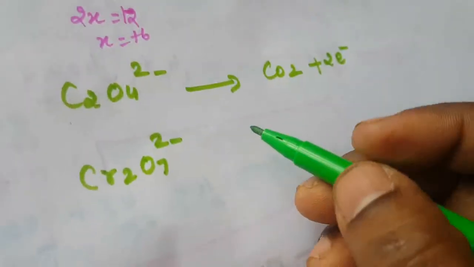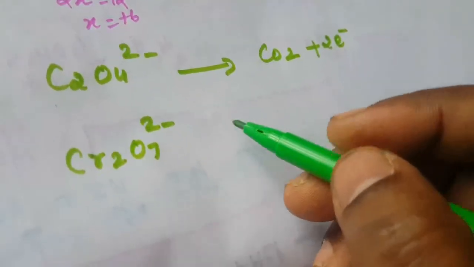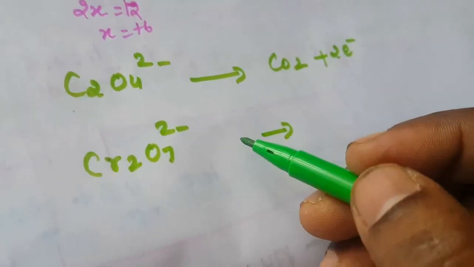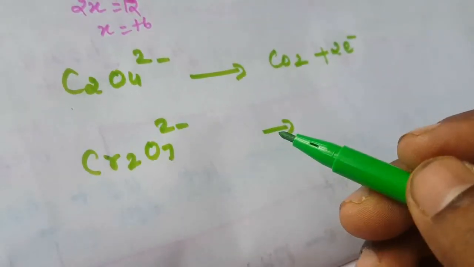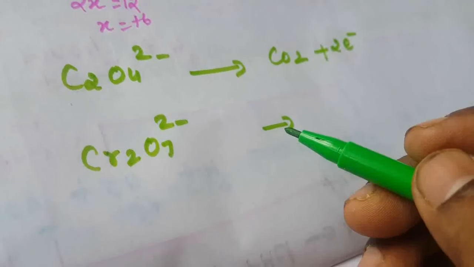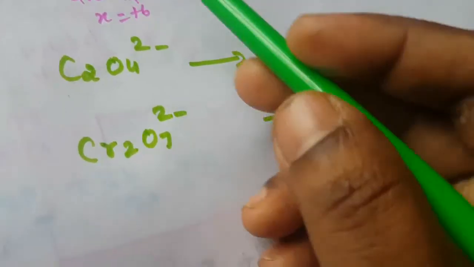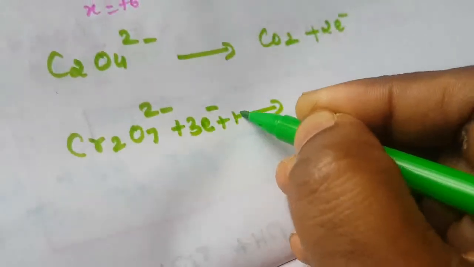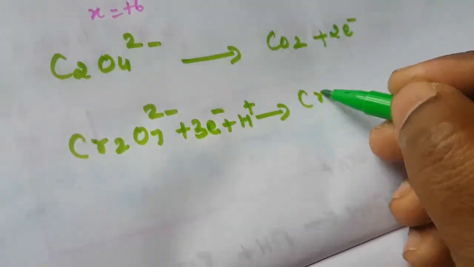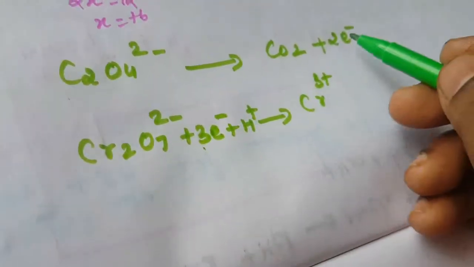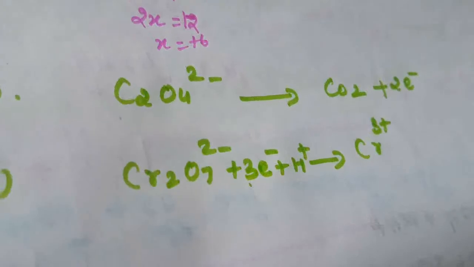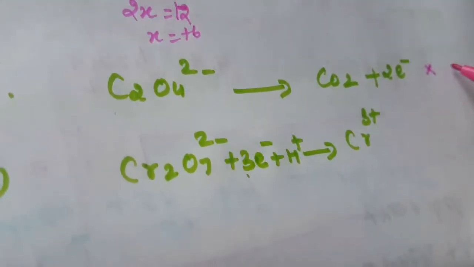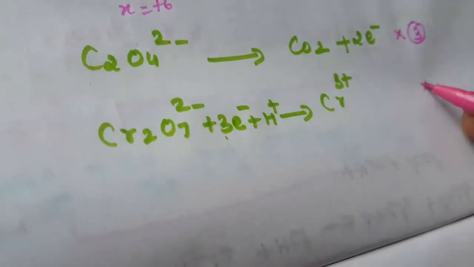Next step, the second equation: Cr2O7 2 minus, then H plus. So how many electrons will be gained? That is 3 electrons gained, then H plus gives Cr3 plus. Here 3 is there, here 2 is there. You are multiplying both equations by these numbers. This equation is multiplied by 3, this equation is multiplied by 2.